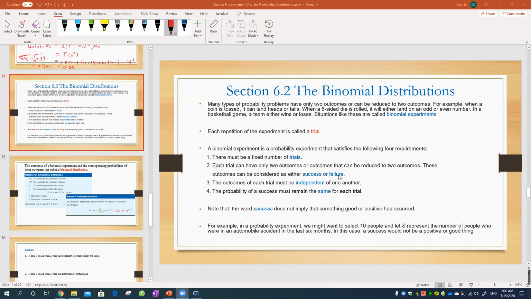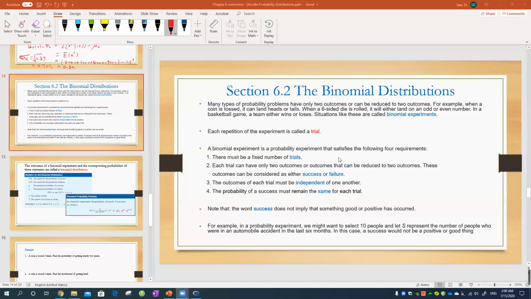The first one, there must be a fixed number of trials. So we must know that we have 100 trials or 20 trials, not infinite or unknown. And then each trial can only have 2 outcomes, or outcomes that can be reduced to 2 outcomes. These outcomes can be considered as either success or failure. It's just an either-or, similar to yes or no.